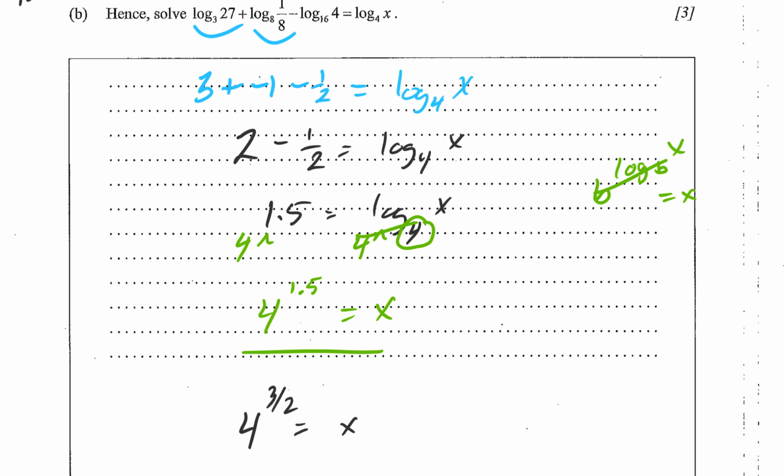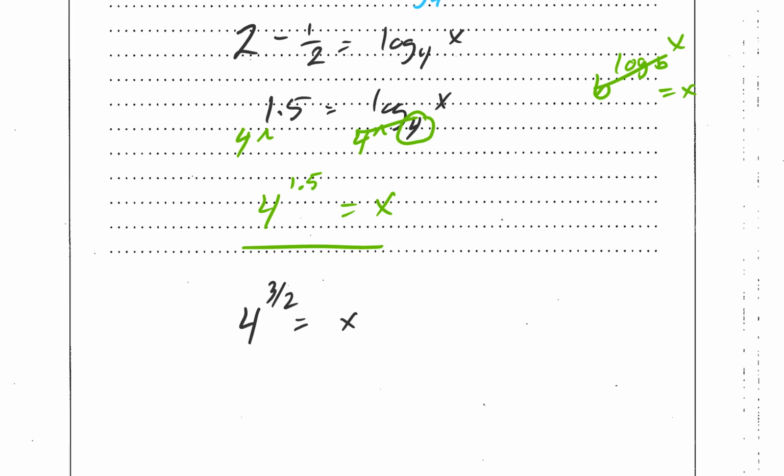Now remember, the trick to doing this is you always do the root first. Do this guy first. So this is like 4 to the 1/2, cubed. That's the trick. Do the bottom one first. 4 to the 1/2 is 2. 2 cubed is 8. And that is the answer.